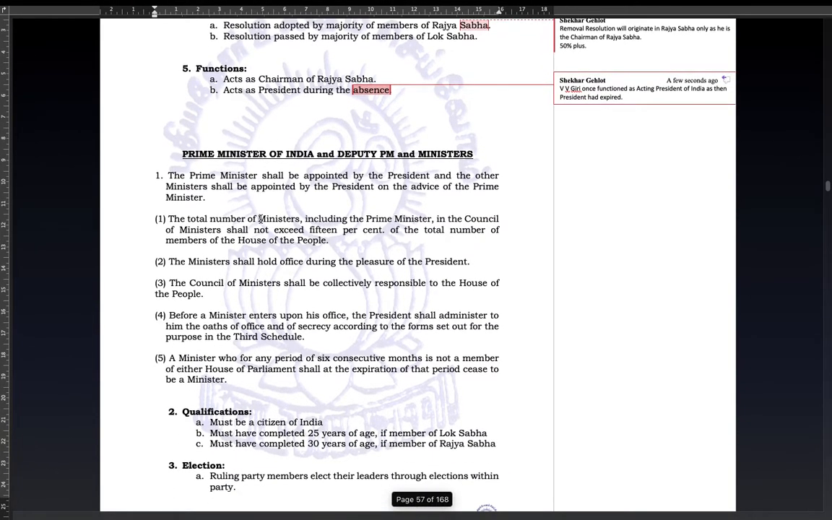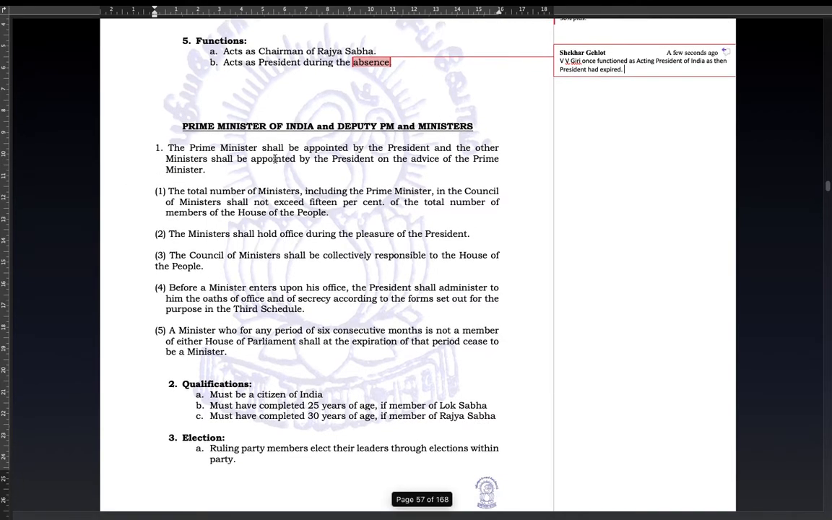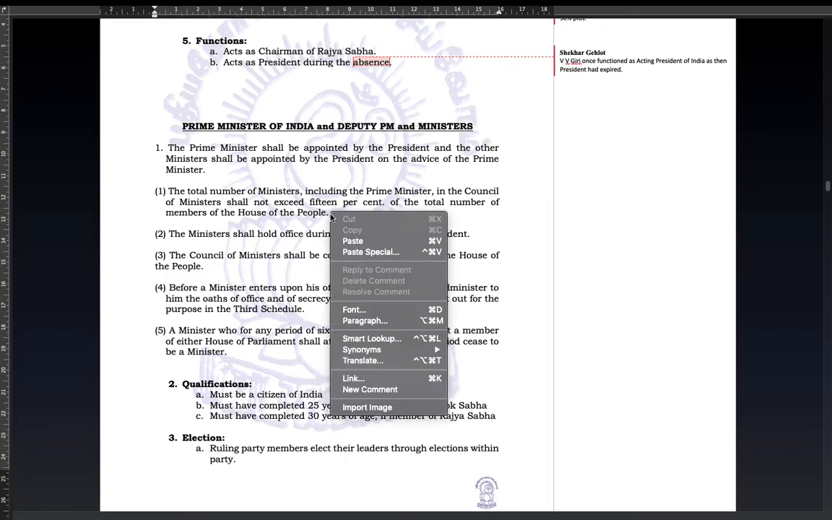Now we will discuss the Prime Minister of India, Deputy Prime Minister and other ministers. The Prime Minister shall be appointed by the President and the other ministers shall be appointed by the President on the advice of the Prime Minister, like we already discussed. The total number of ministers, including the Prime Minister, in the Council of Ministers shall not exceed 15% of the total number of members of the House of People.